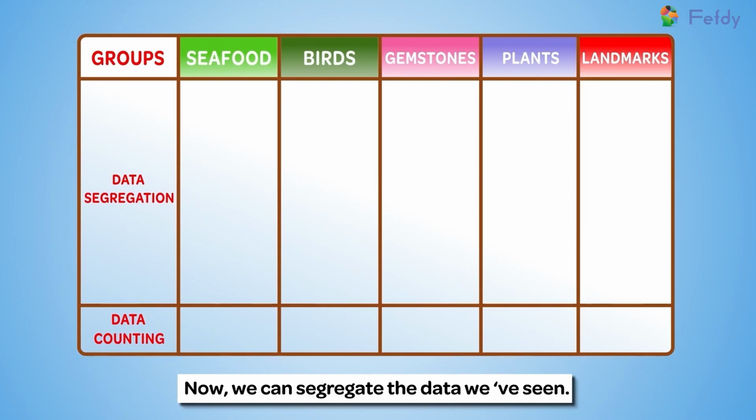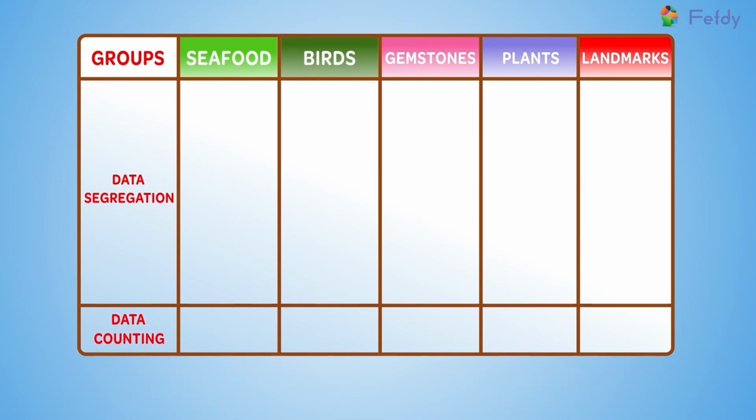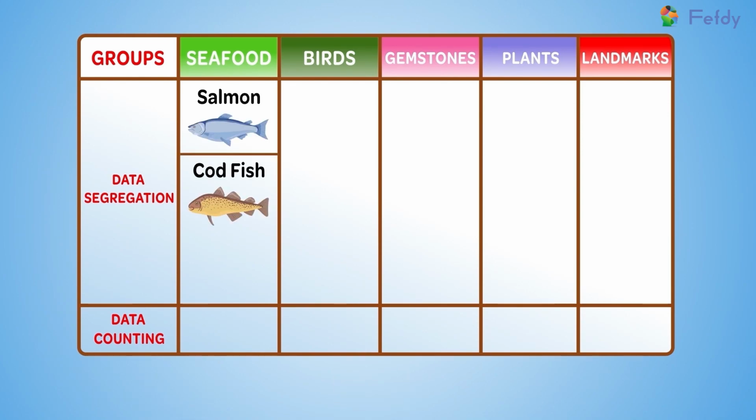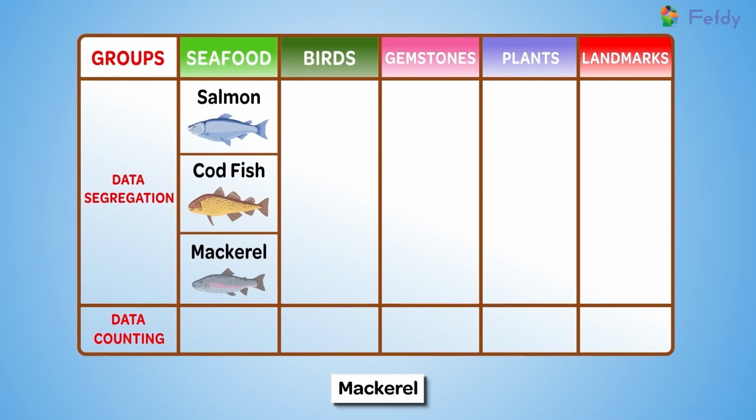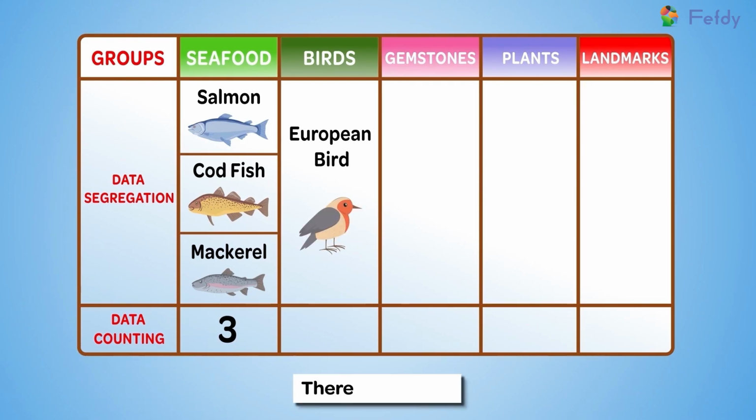We have seen 3 seafood. Salmon, codfish, mackerel. Can you count the data? 1, 2, 3. There are 3 seafood. We have seen 1 bird. European bird. There is 1 bird.